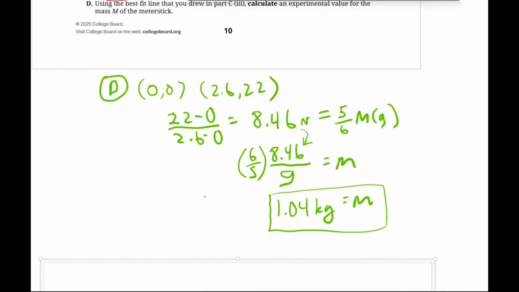I got 8.46 newtons. Okay, that is my slope. Just a moment ago, I said when I did the rearranging, it's 6/5 times the slope divided by g. So I just did a little bit of math. I did 6/5 times the 8.46 that I slid down into here, divided by my constant g, and that equals my capital M. For my final mass, I got 1.04 kilograms. I'm sure that's definitely not perfect by any means. My guess would be if you had any reasonable mass near 1, that would probably be accurate enough.